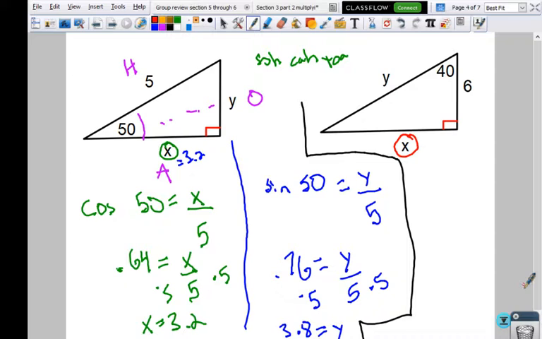Wait, I got a question. With the thing we have here, opposite and adjacent depend on where you start. So opposite, you have to go to the opposite side of the triangle, right? Hypotenuse is always the same, but your opposite and adjacent depend on where you start. Where do we start? You're starting at the 40. That's where your angle is.